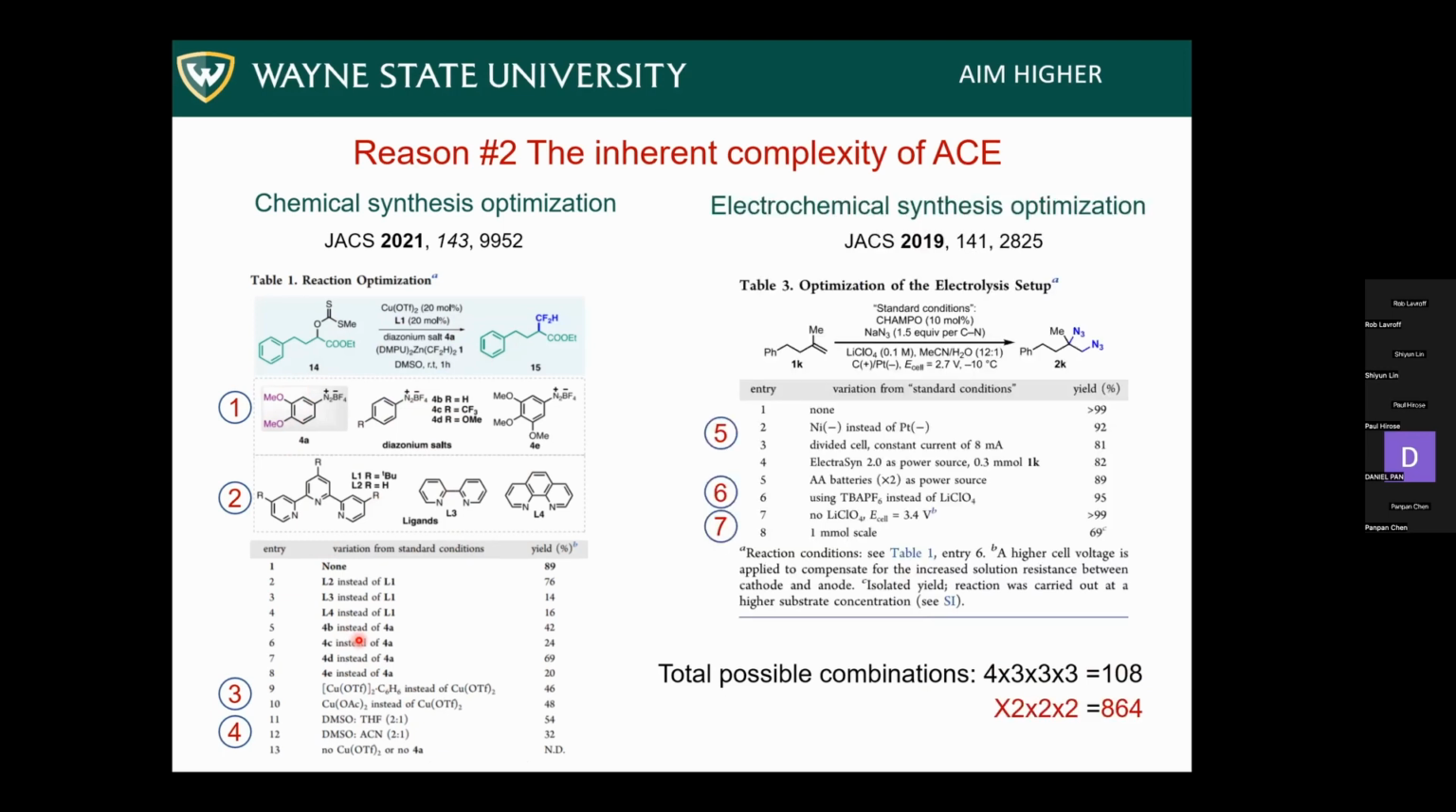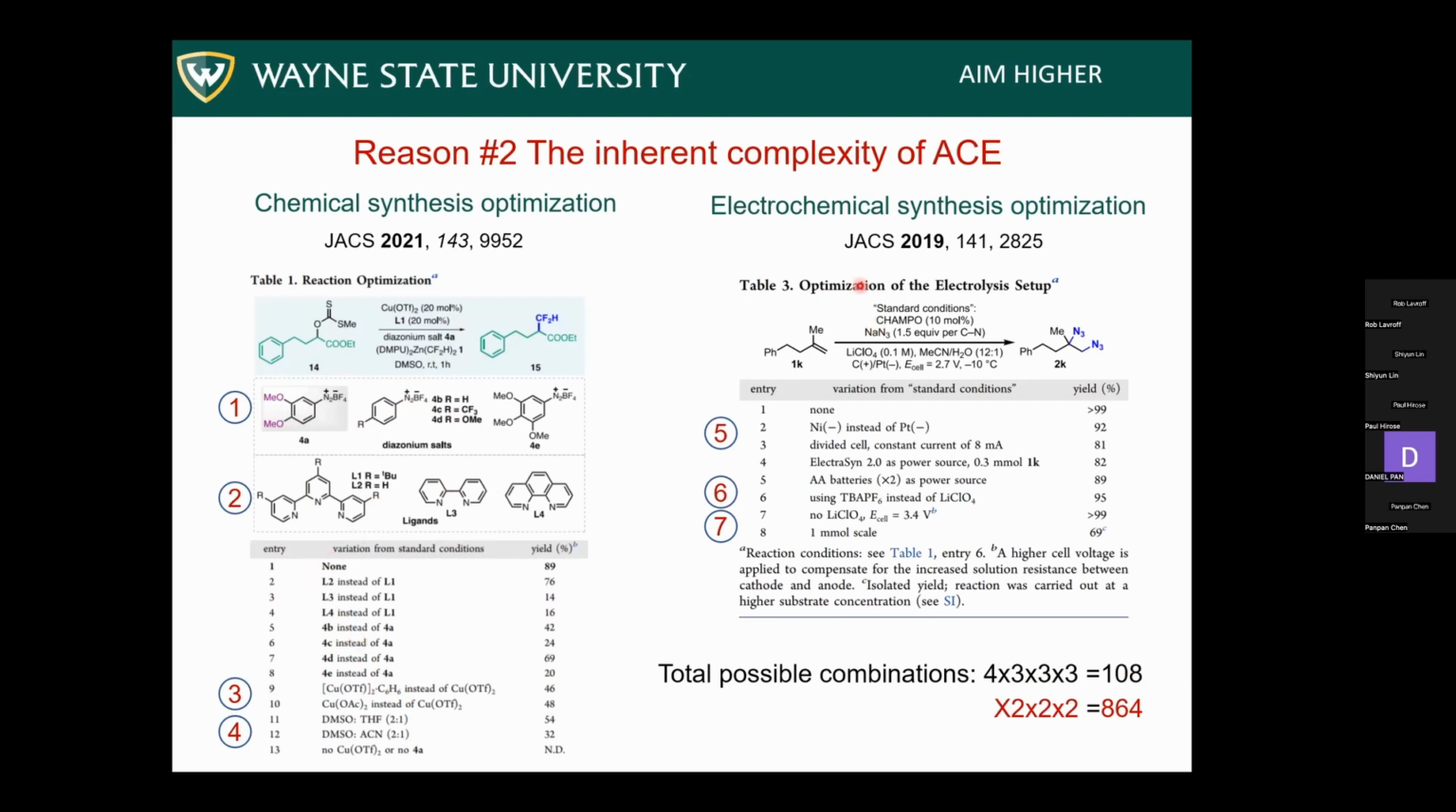For electrochemical synthesis optimization, the space is even bigger, because now, instead of using only typical reagents, you're going to put some electrodes in there and some electrolytes in there. So they just increase the parameter space.